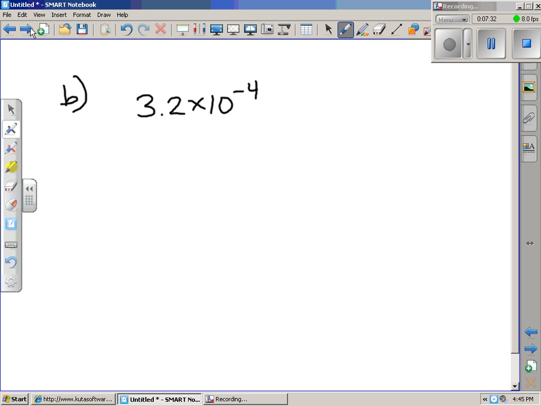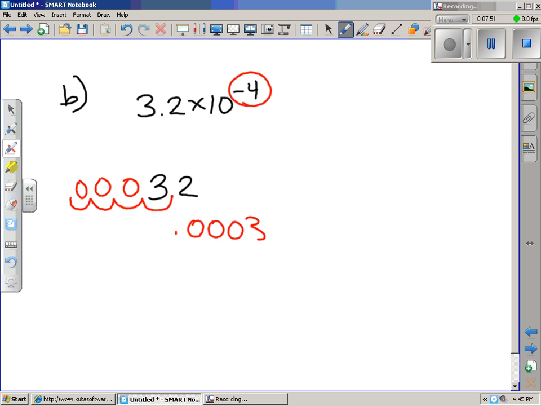B, now we have the same number 3.2, but this time the exponent on that 10 is a negative 4, so it's as if we divided by 10, divided by 10, divided by 10, and divided by 10 once more. So we move the decimal to the left 1 time, 2 times, 3 times, 4 times. We make a 0.00032, and that's standard form.